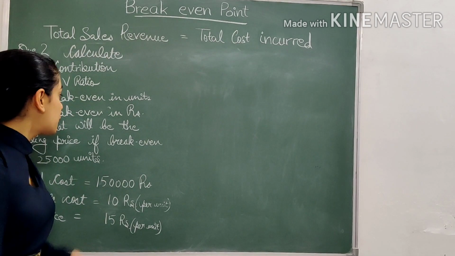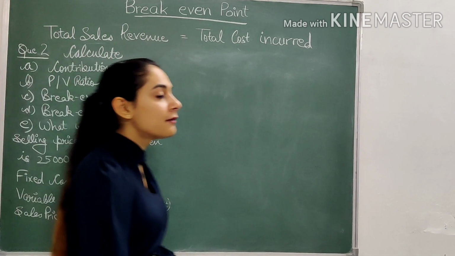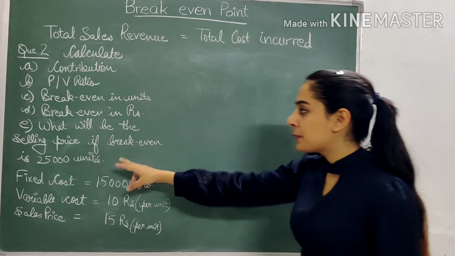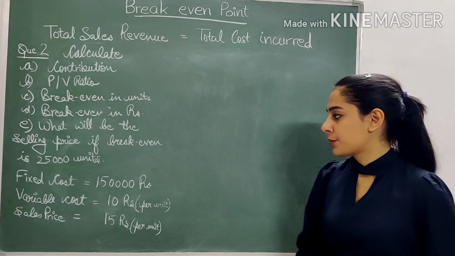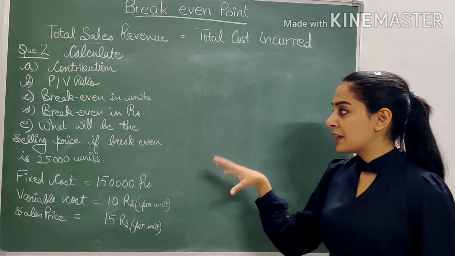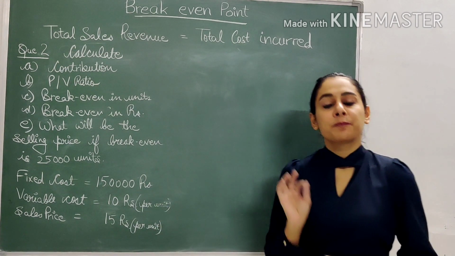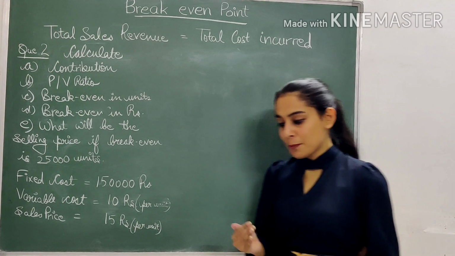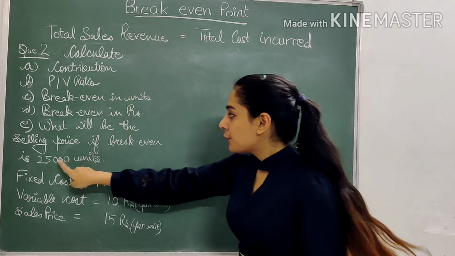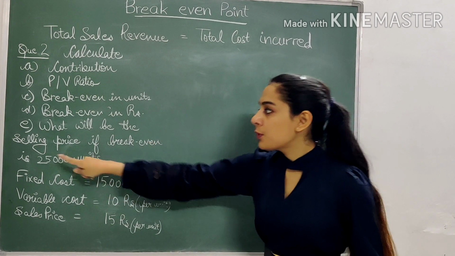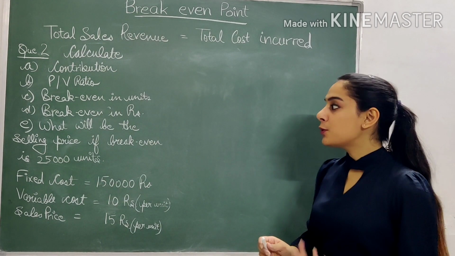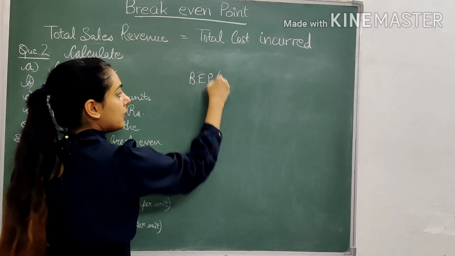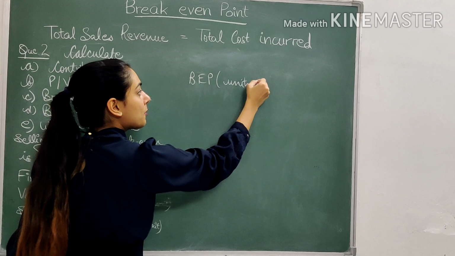So let's come to the last part of the question, which says what will be the selling price if the break even is 25,000 units. We just calculated the break even point for this question was 30,000 units. Now the question is asking, if we want to make the break even fall to 25,000 units, then what will be our selling price? Simply you can write the formula to calculate break even point in units. What was the formula you just did?